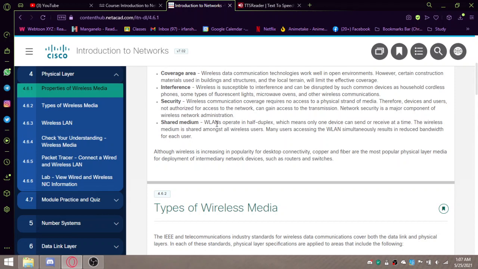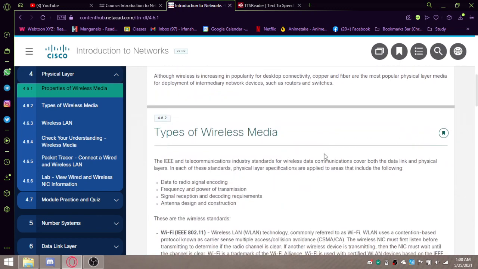The wireless medium is shared among all the wireless users. When many users access the wireless local area network simultaneously, it results in reduced bandwidth for each. Although wireless is increasing in popularity for desktop connectivity, copper and fiber are the most popular physical layer media for deployment of intermediary network devices such as routers and switches.